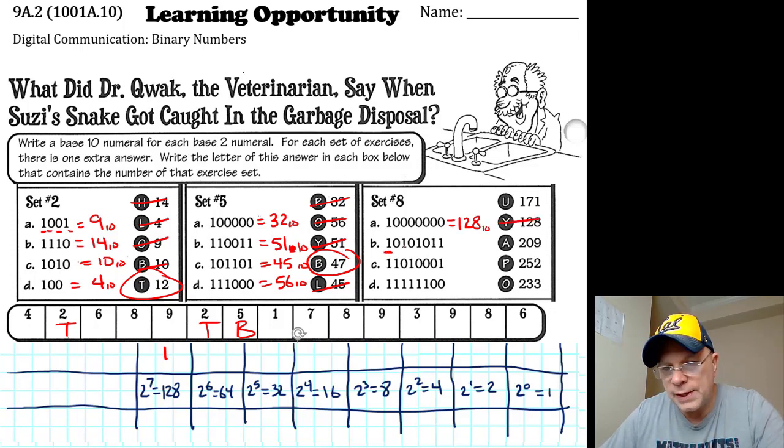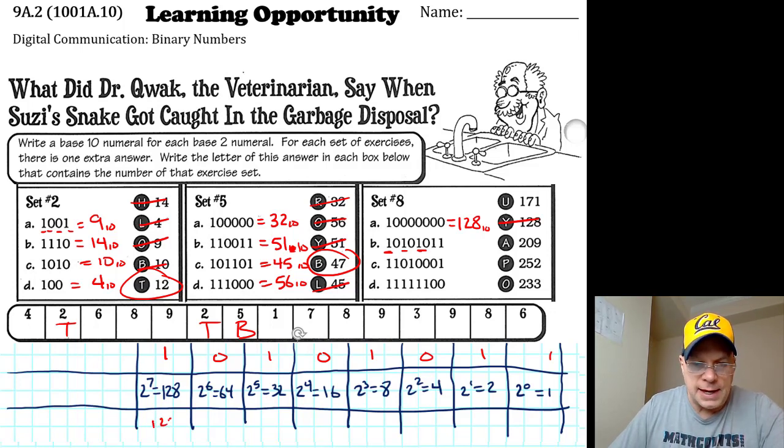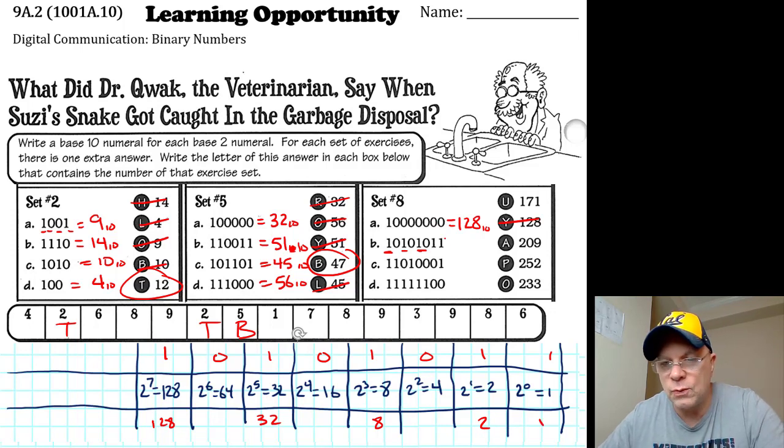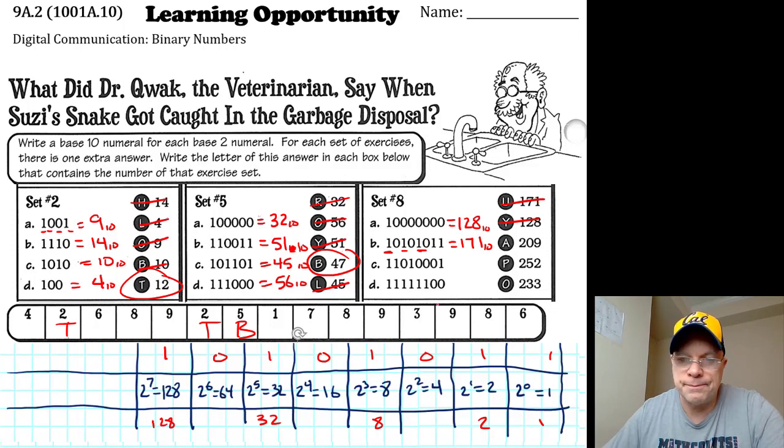Here I have a 128, 0 64s, 1 32, 0 16s, 1 8, 0 4s, a 2 and a 1. So I have 128 and 32. Those go well together. That's 160. And 8 more is 168. And 2 more is 170. And 1 more than that is 171 in base 10. That's that one.